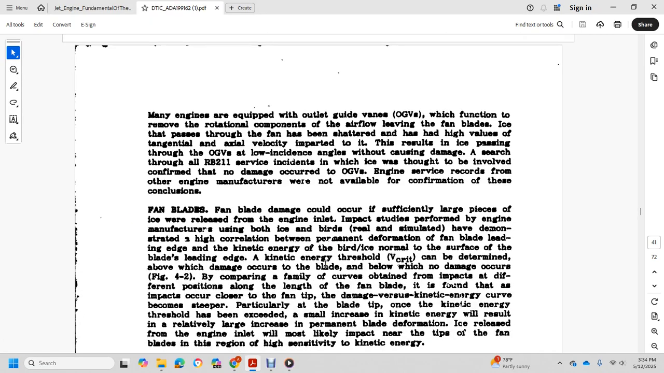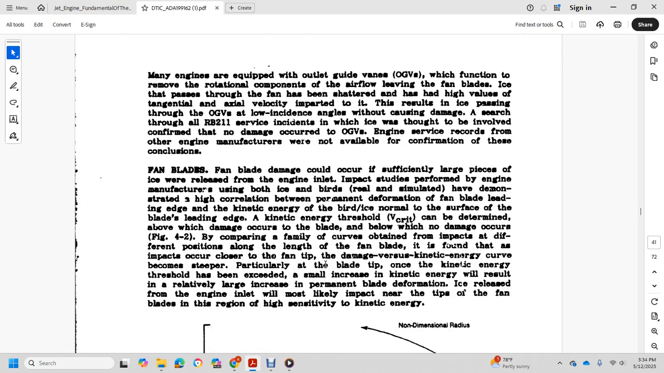The conclusion that fan blade damage could occur if sufficiently large pieces of ice were released from the engine inlet is confirmed by tests performed by the engine manufacturers using both ice and birds, real and simulated, which demonstrated a high correlation between permanent deformation of the fan blade leading edge and the kinetic energy of the bird or ice normal to the surface of the leading edge. A kinetic energy threshold can be determined above which damage occurred to the blade and below which no damage occurred, as shown in Figure 4-2, comparing the fan blade.